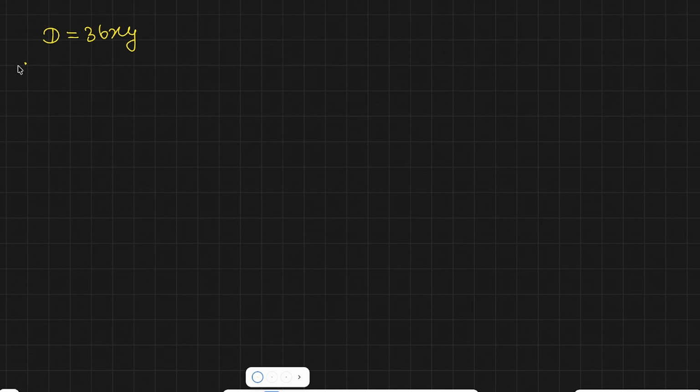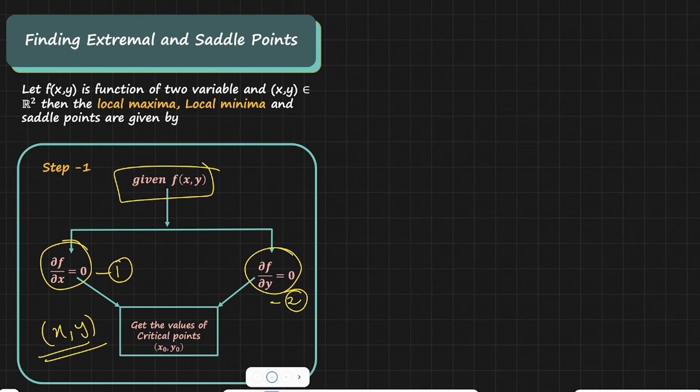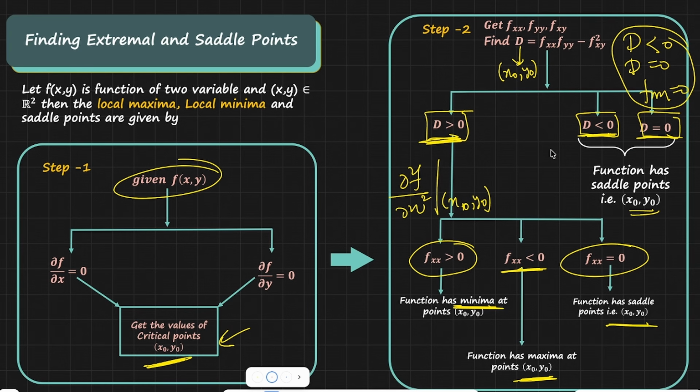I will take the first critical point, (1, 1). What is the value of d at (1, 1)? It is 36, which is greater than 0. Now come to the point: when d is greater than 0, you have to check how the partial derivative is behaving.